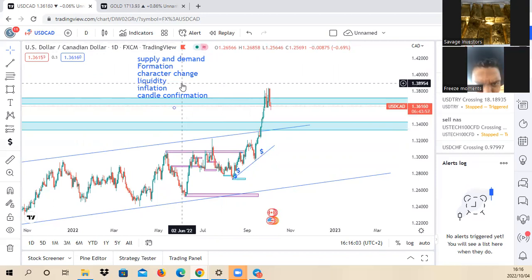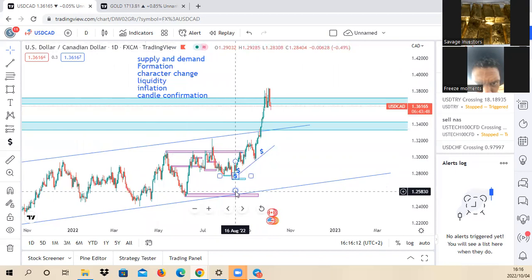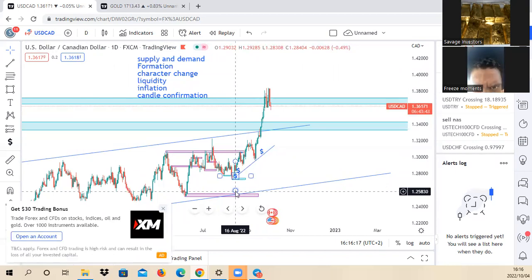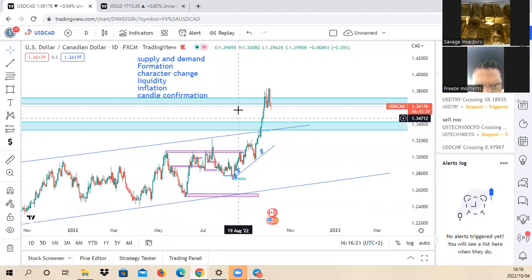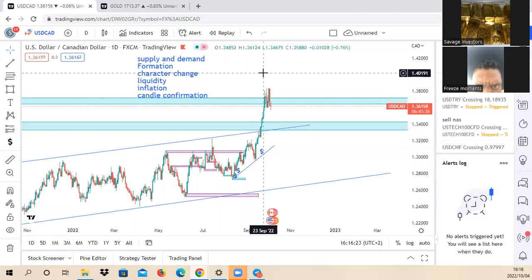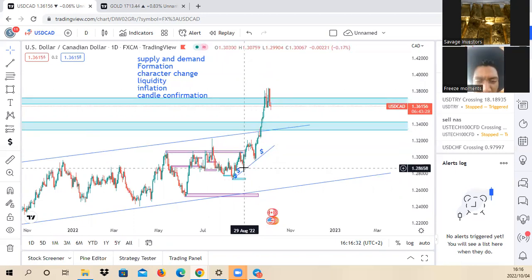When that formation starts to come into creation, we start to see a change in character, which means the structure of the market is changing. So when the structure of the market changes, it's a lot of confluence that there's an action which will occur in the market, because now there's an imbalance at that point, you see.